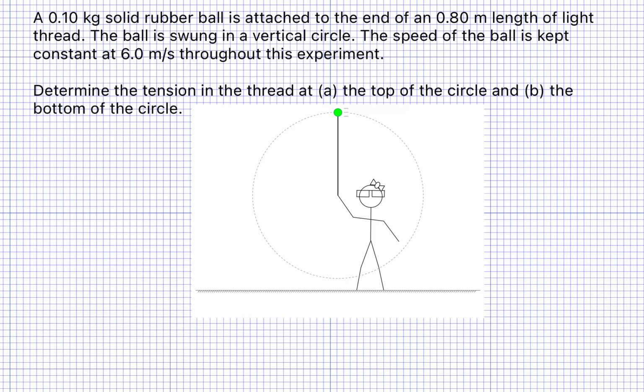Okay, so this is the first problem on chapter 7.4 where we're looking at rotational dynamics. So that means we'll have rotational kinematics and we will include forces.